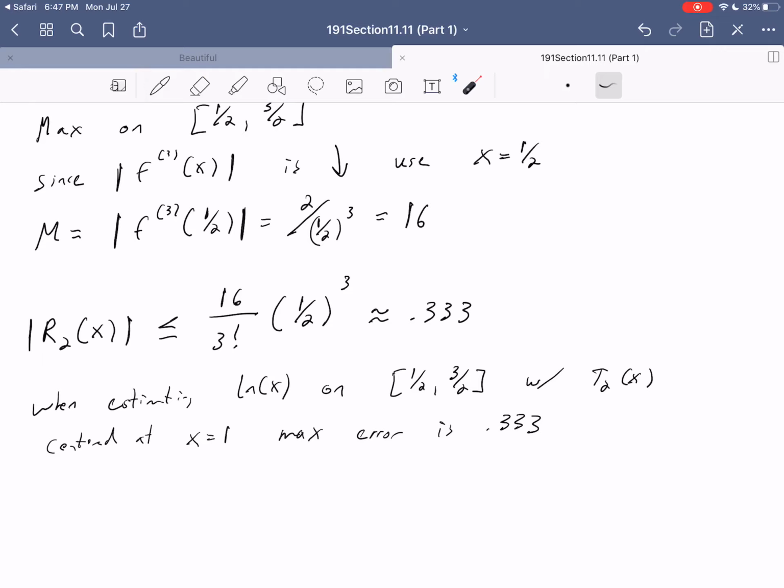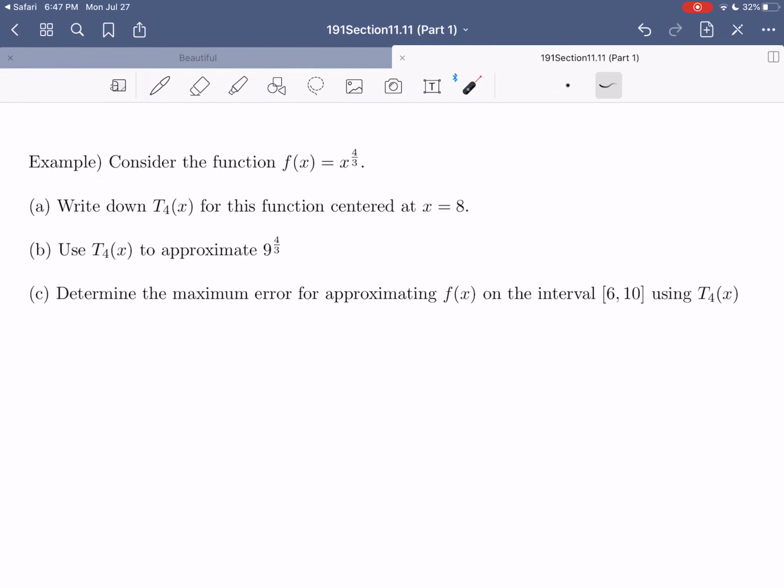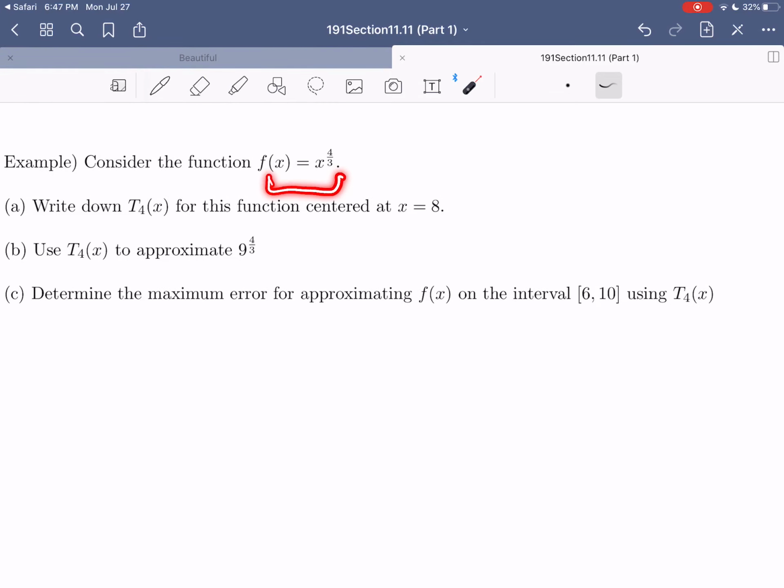So there we go. That's how we can use Taylor's inequality to come up with a maximum error when estimating using a Taylor polynomial. Okay, let's go ahead and take another look at this. So we'll try another example here. We're going to consider the function f of x equals x to the 4/3. Very similar. We're going to start by writing down T4 in this case, centered at x equals 8. We'll use T4 to build an approximation for 9 to the 4/3, and then we'll determine the maximum error when approximating this function using T4 on the interval 6 to 10.